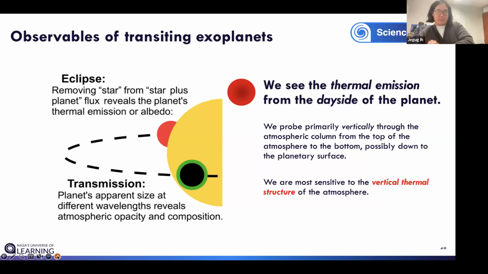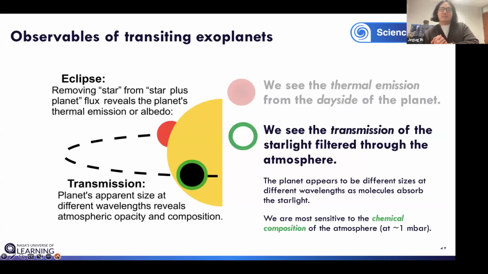And if you go to the next slide, please. So during eclipse, what you're seeing is the thermal emission from the day side of the planet. So if you think about the geometry of what we're looking at, we're primarily probing vertically through the atmosphere, through the column of the atmosphere, possibly down to the surface. And because of this, we are most sensitive to the vertical thermal structure of the atmosphere. So if the temperature is decreasing with altitude or increasing with altitude, that's the main thing that we'll be looking at.